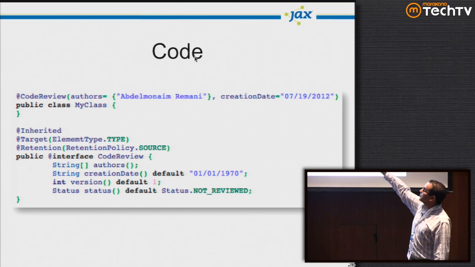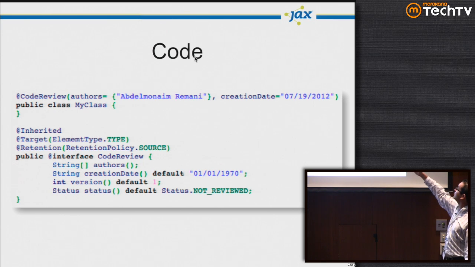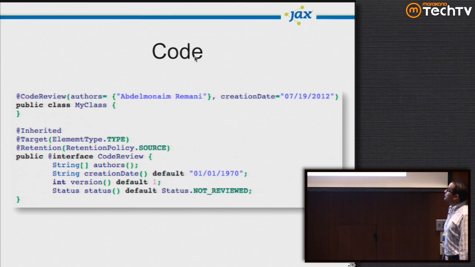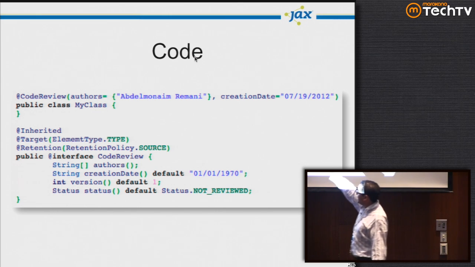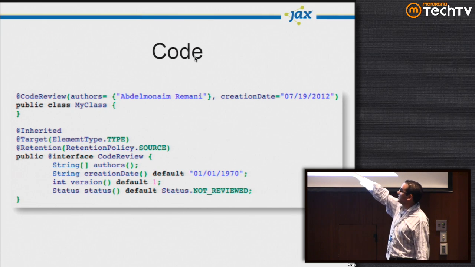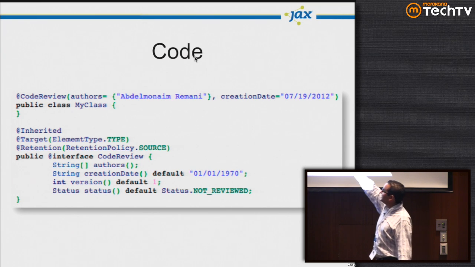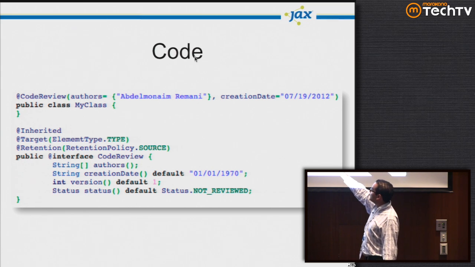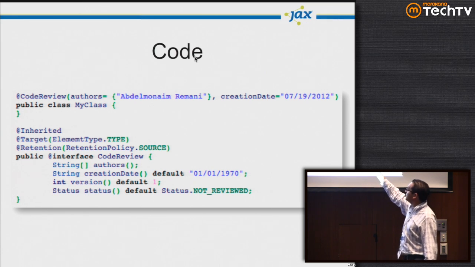So we allow people to annotate their classes with @CodeReview and specify a list of authors and a creation date. And we just leave that. The way this annotation is created is the second piece of the code right there. We use public @interface instead of public class. We call it CodeReview, and then we define a set of attributes. Notice that the attribute authors is an array of strings. The creation date is a string, and it has a default as a string.